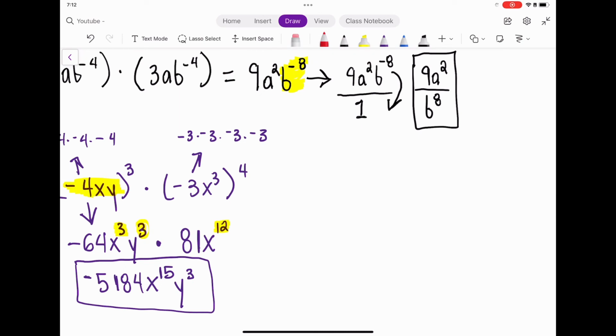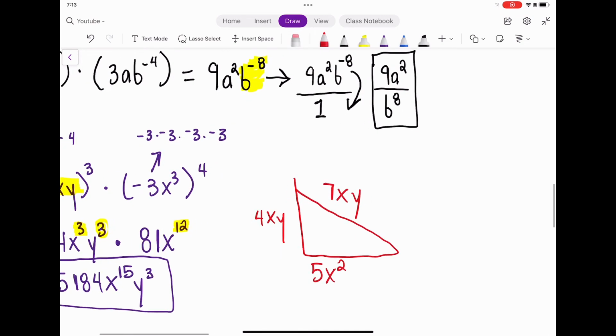All right. So our next problem, let's say we had a triangle, because we will see these types of problems. We have a triangle and our sides are 4xy, 7xy, and 5x squared. The problem asks us to find the perimeter and area.